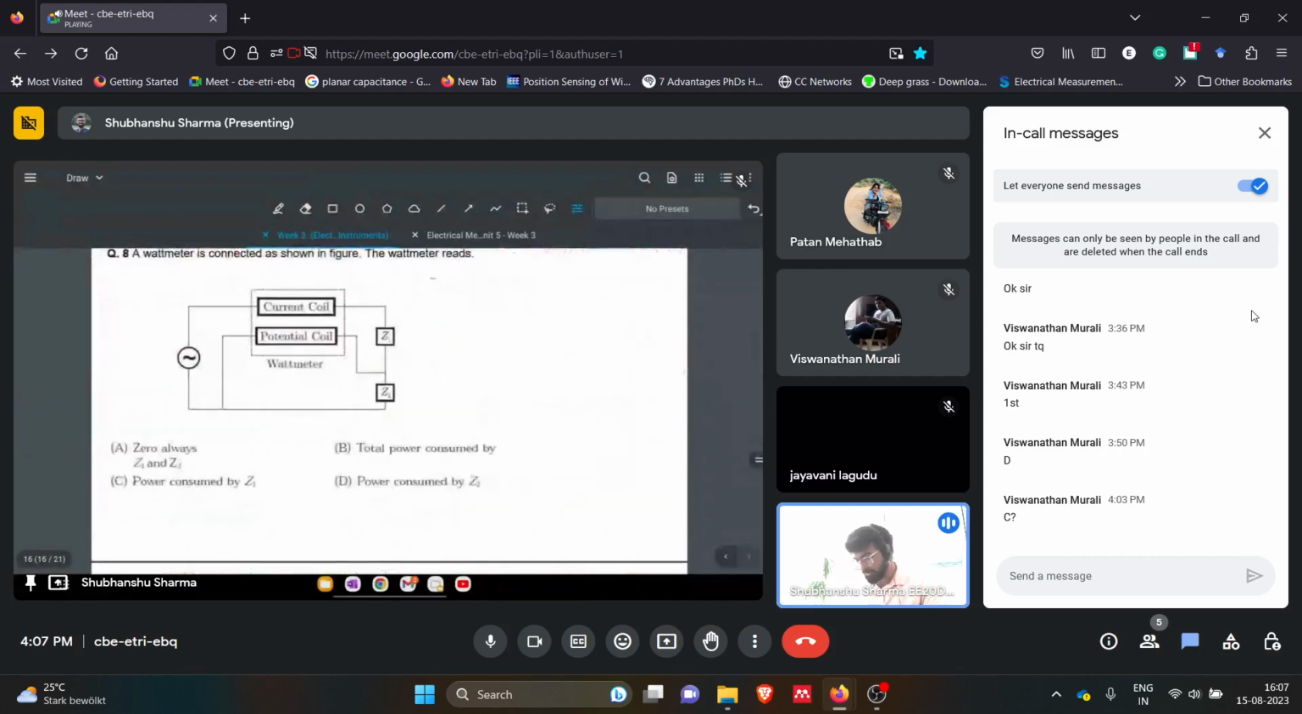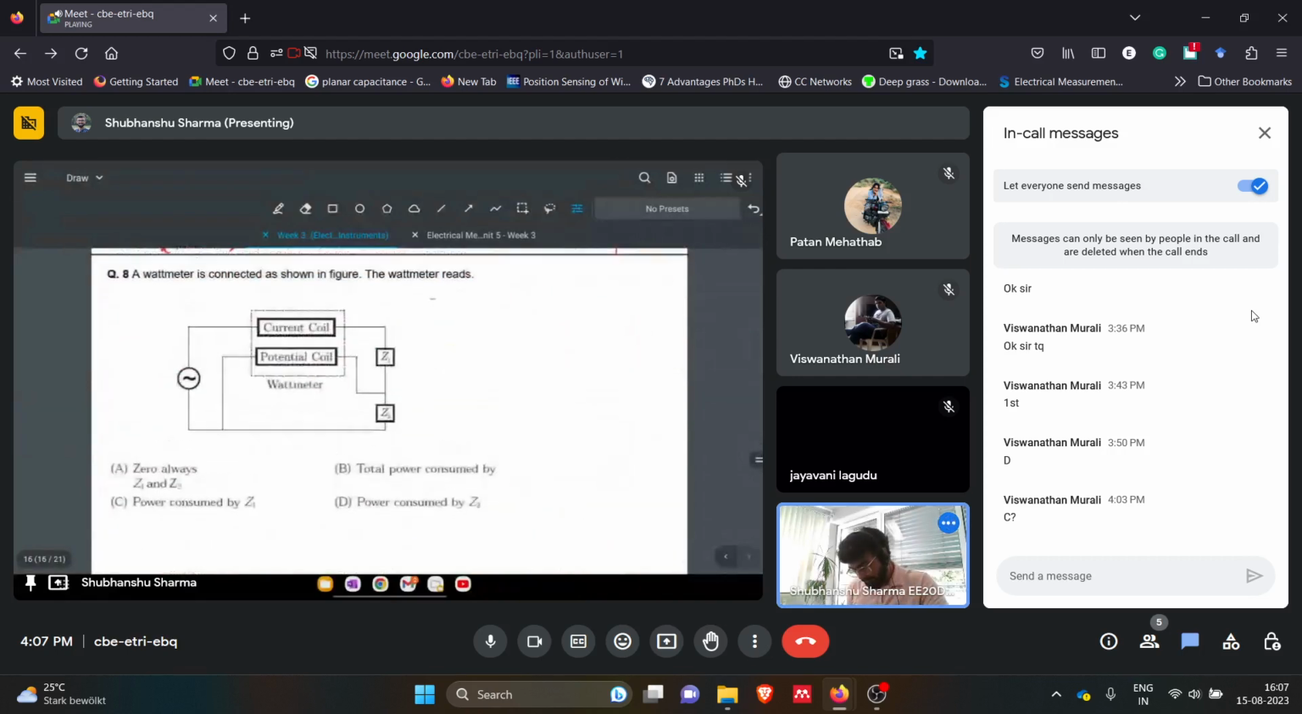Okay, so this was fine. We will go to the next question. Answer this question. We are looking at the wattmeter. Shown in the figure, the wattmeter reads. What will it read?